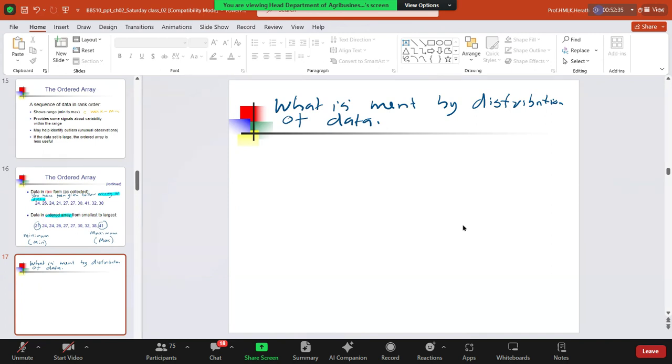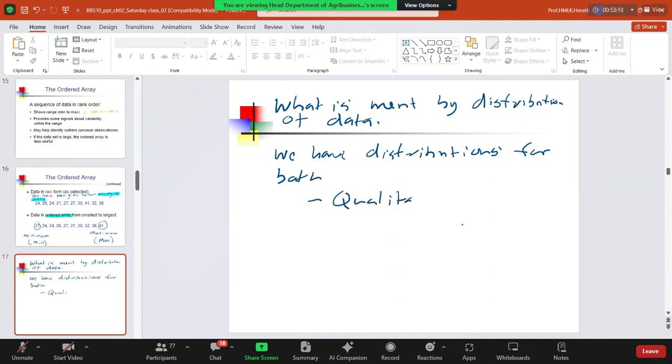Data distribution. We can study distributions for both qualitative and quantitative data.